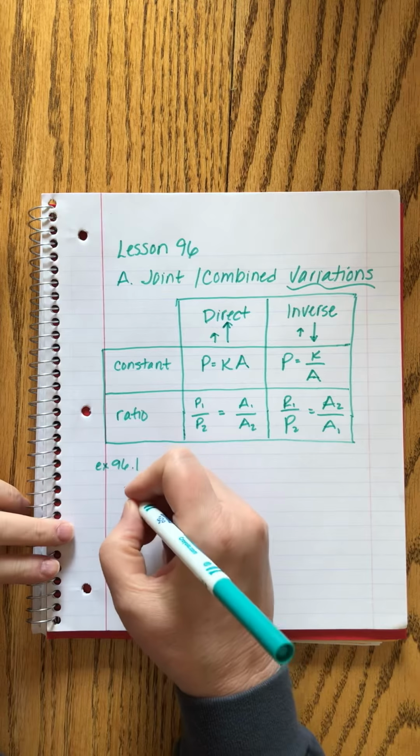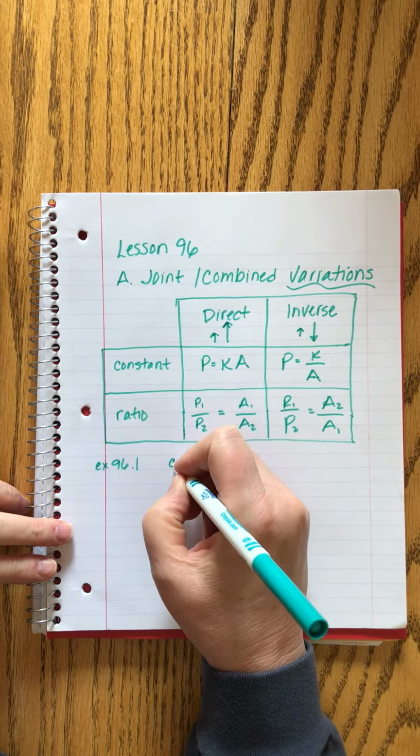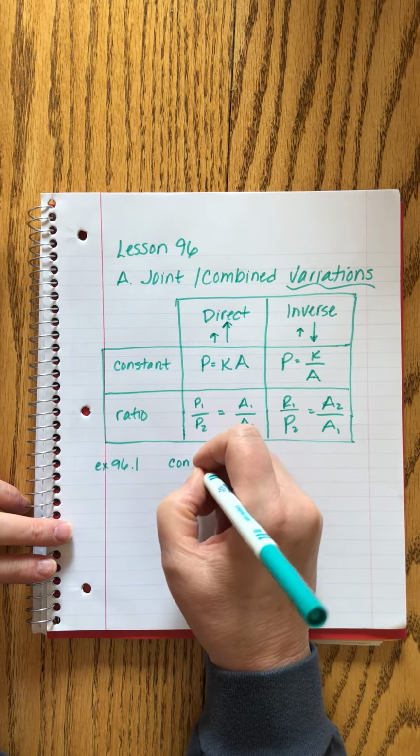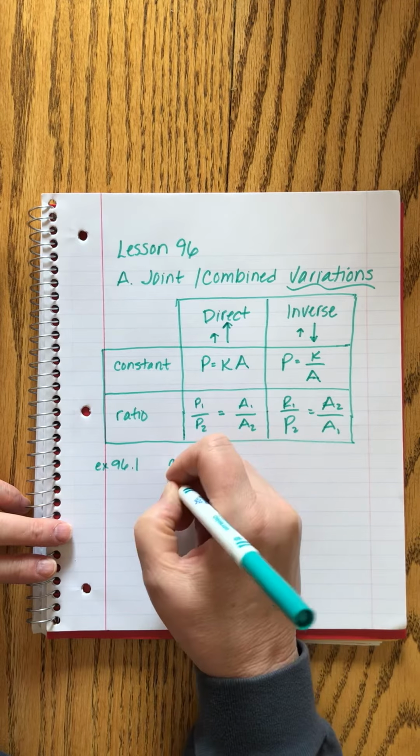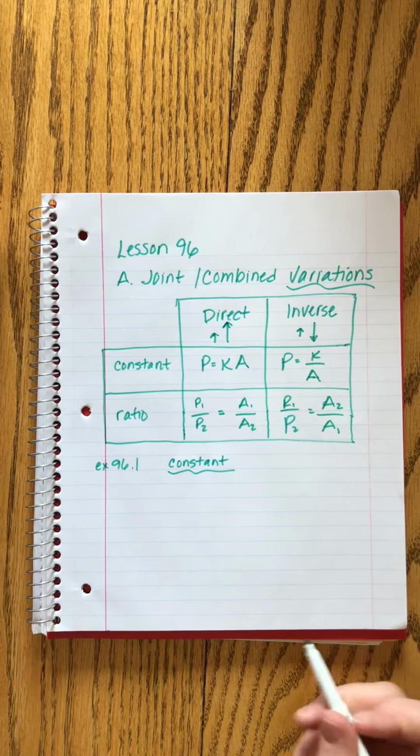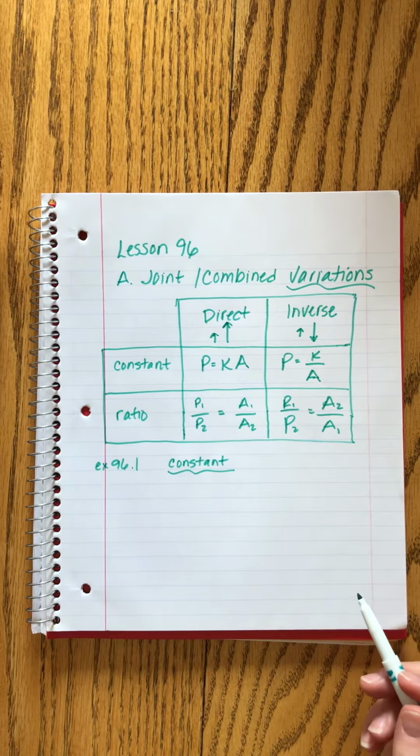First we'll use the constant method. Does the book request one? It wants us to use both. Well, that seems like overkill. We'll do this one using the constant method, and then the next problem we'll use the ratio method, just to show you that they both work.